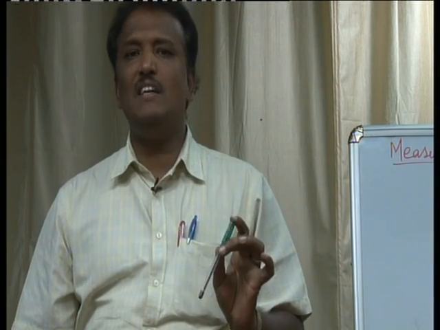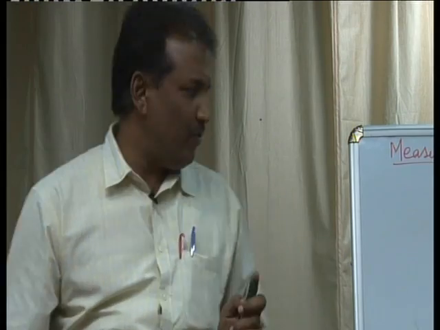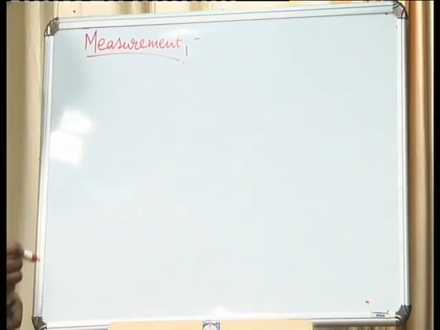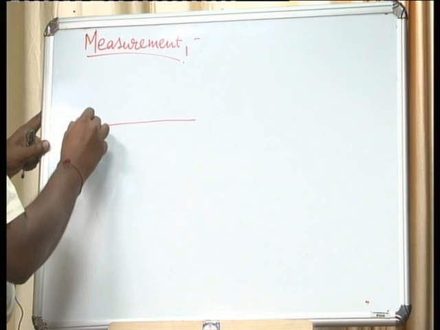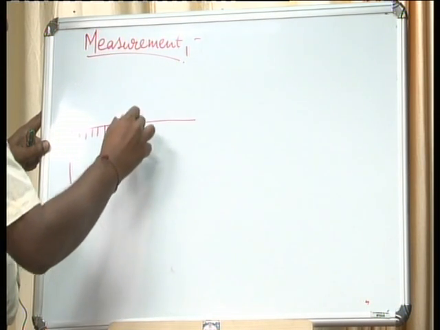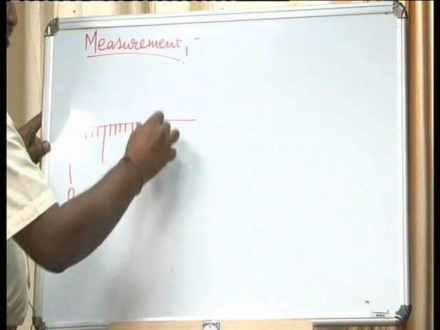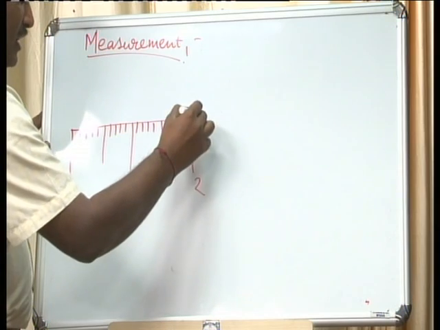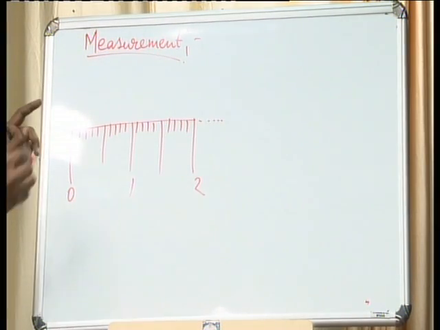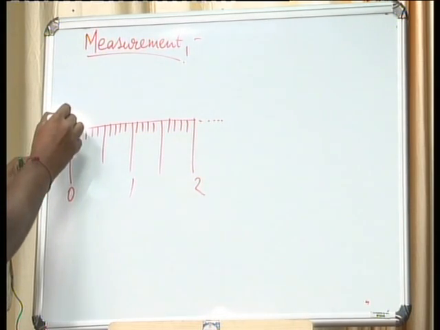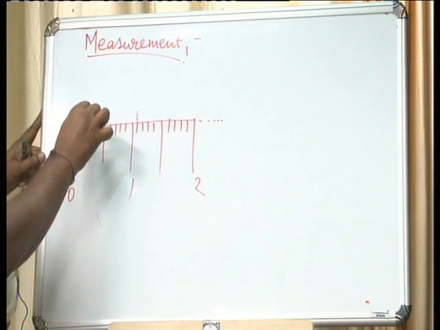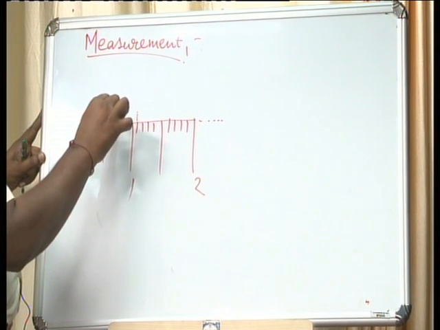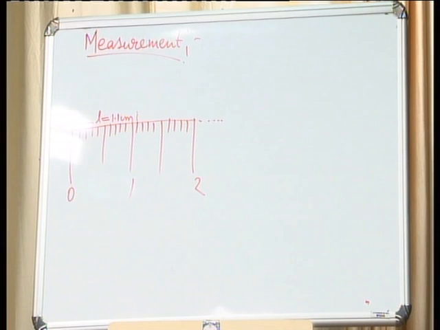While following this convention, there may be one practical problem. For example, I simply wrote the scale here. The scale may be like this, a centimeter scale: 0, 1, 2, 3, 4, 5. This is 1 centimeter. Then 1, 2, 3, 4, 5. This is 2 centimeters. The scale goes on like this. Suppose one end of the object is connected to the 0th division of the scale and the other end stands exactly on this division. You can say the length of this pen is 1.1 centimeter, or it is 11 millimeter.